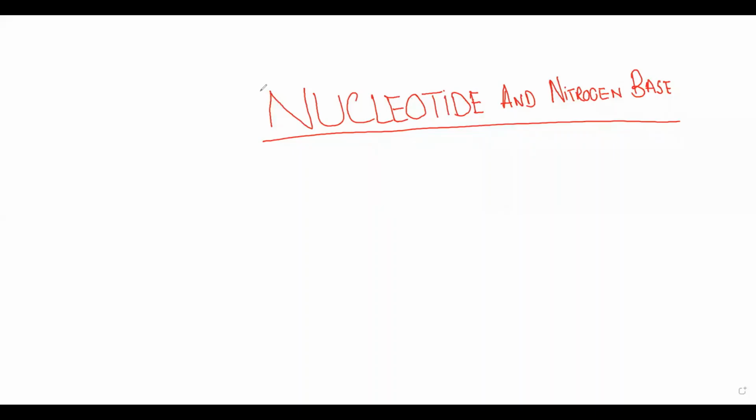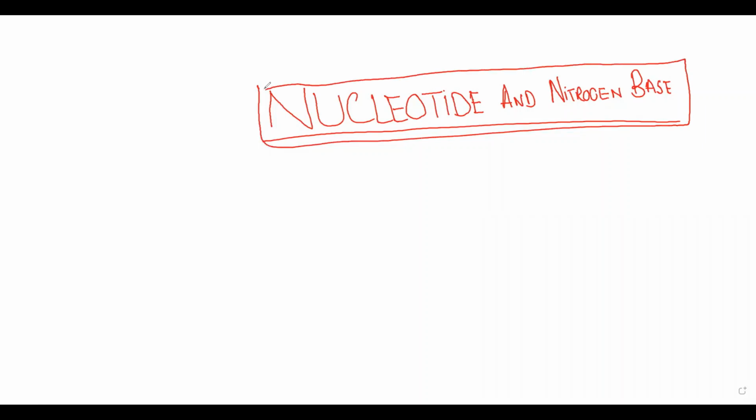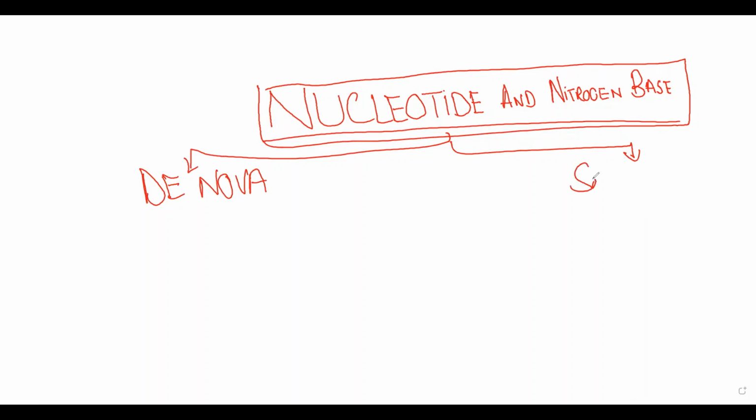Today we will discuss nucleotide and nitrogen base synthesis. The nucleotide and nitrogen bases are synthesized in two ways. First is de novo synthesis, and second one is the salvage pathway.